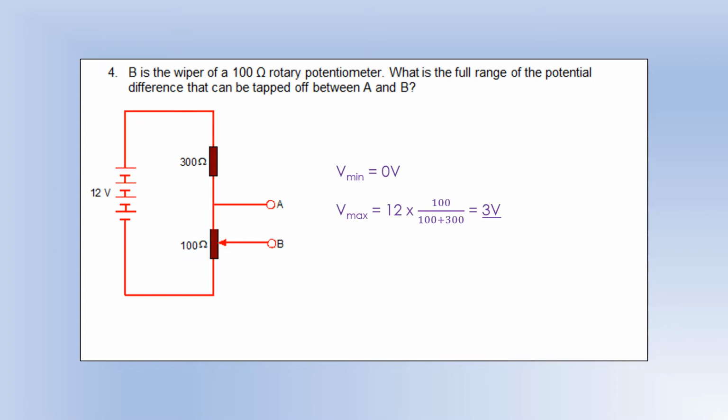So if we put B on the minimum resistance, i.e. with no resistance, there will be no potential difference between A and B. If we put B so that the whole 100 ohm resistor is connected, then we're going to get a 3 volt potential difference here. So that's kind of our range of possible values we could, as I say, tap off.